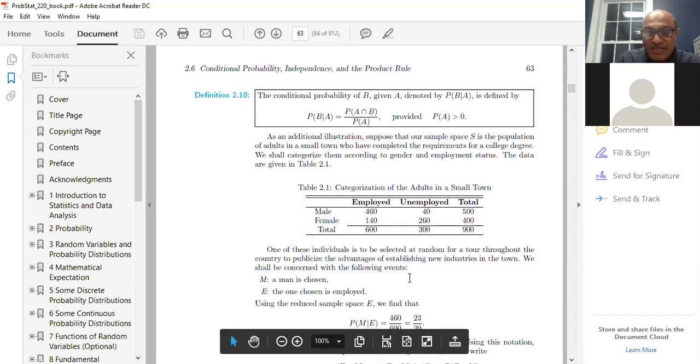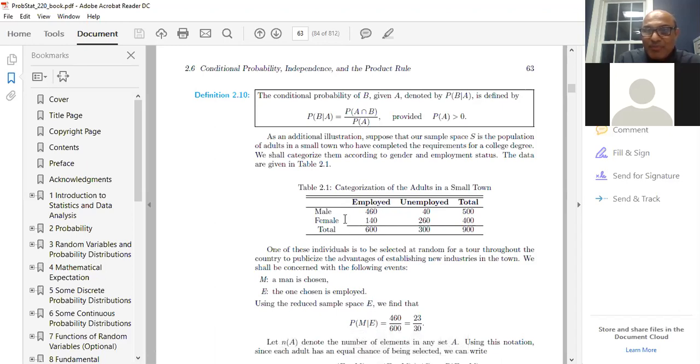That means, M means a man is chosen and E means the one chosen is employed. So we are looking for the probability of a man given that he is employed. The probability of male is 460, given that he is employed, and how many people are employed? 600. So 460 divided by 600. Similarly, total number of female employed, 140 divided by 600. Total number of male unemployed, 40 divided by 300. Total number of female unemployed, 260 divided by 300.